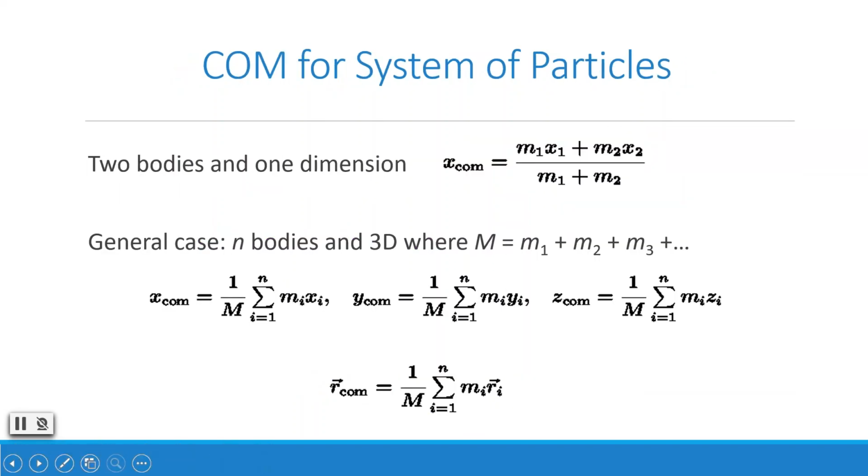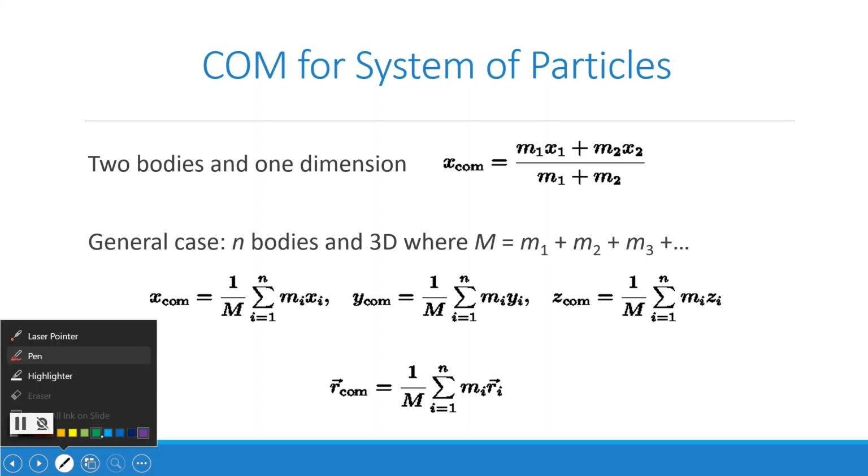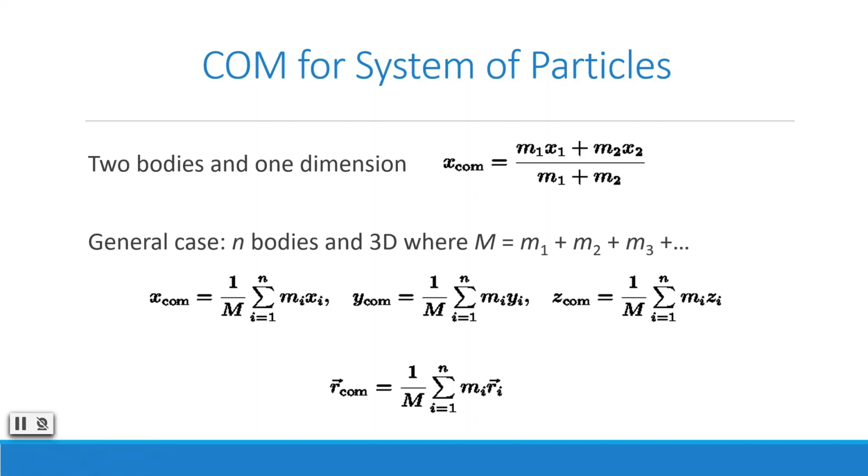So if you're working in multiple dimensions with multiple objects, we can generalize things. We're going to use this capital M to represent the total mass, so you can have as many particles as you want. And then for the position of the center of mass, using summation notation, you add up all the little mi's and xi's. So this is an mi times an xi there on top. You can do the same in the y direction and the z direction.